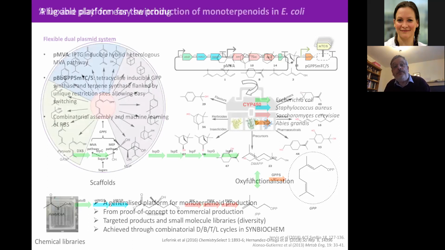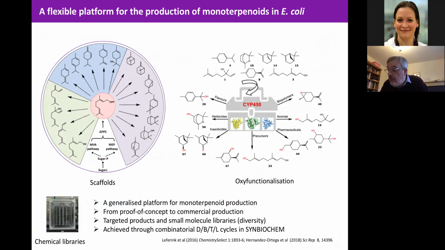So what we have achieved is the creation of a first generation library of E. coli strains that can make every natural monoterpene scaffold represented in the so-called monoterpene wheel. This then gives us access to a generalized platform of E. coli strains as a starting point for optimization for scale-up and also for further chemical tailoring.